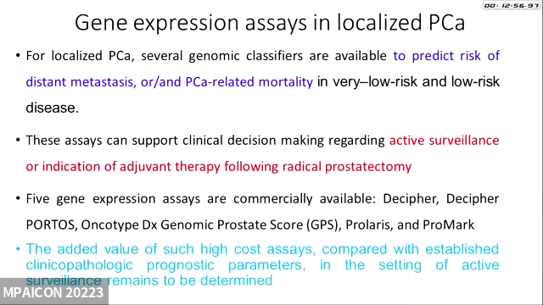Here, there are multiple assays. But the problem is they are very exorbitant. And if you compare with established clinicopathologic prognostic parameters in the setting of active surveillance, the value remains to be determined whether they have any discriminatory value.